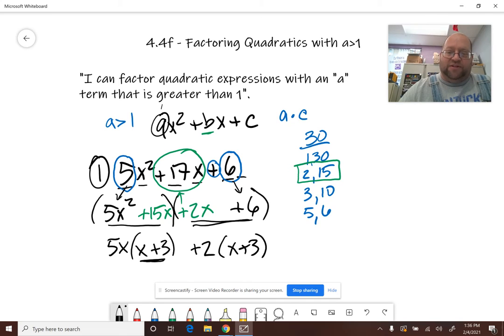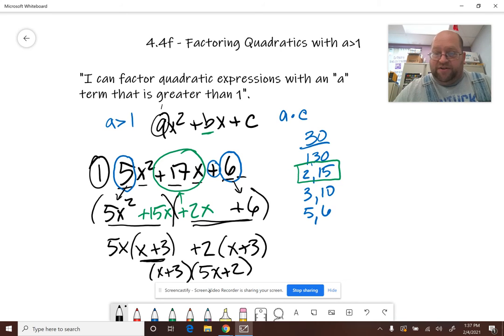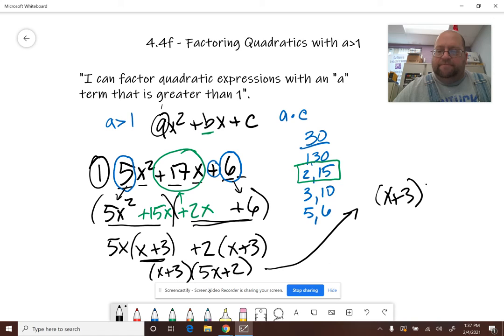And now again, it is right back to that grouping strategy. Last but certainly not least, I'm going to go ahead and write my x plus 3 first because this is the one they have in common. These other two terms become my other binomial. And again, if we multiply all this back out, we might as well go and do it. We only got two problems. I'm going to move this over here. x plus 3 times 5x plus 2.